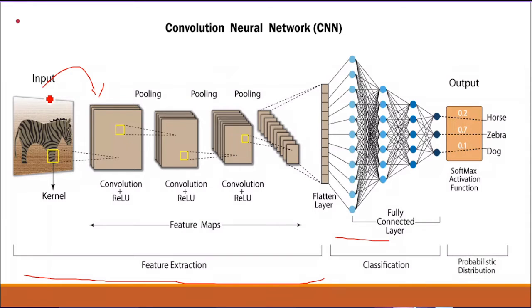So the first step, the input images are applied to convolution with the help of activation functions. We have the ReLU activation function, the tanh activation function, so n number of activation functions are there, and then I apply pooling. Pooling generally has two types: maximum pooling and average pooling. We'll explain them one by one.